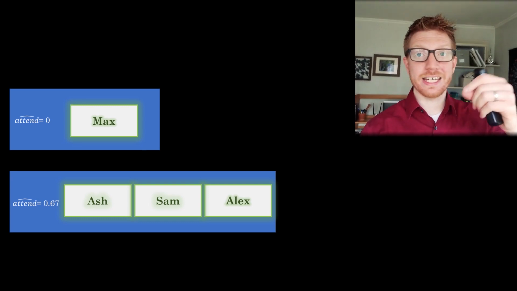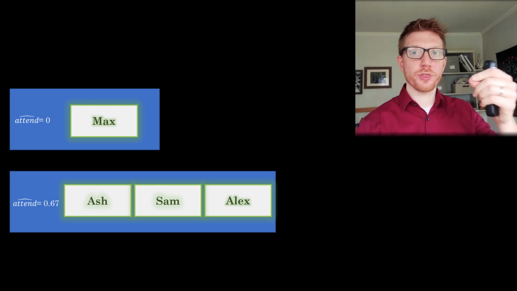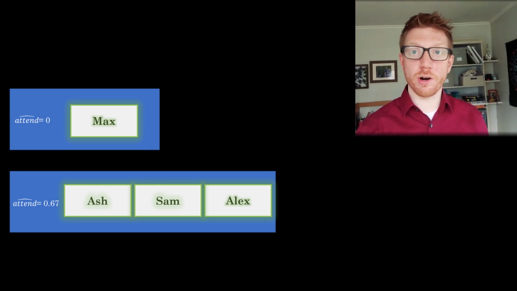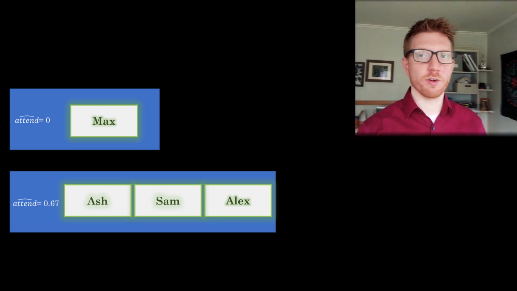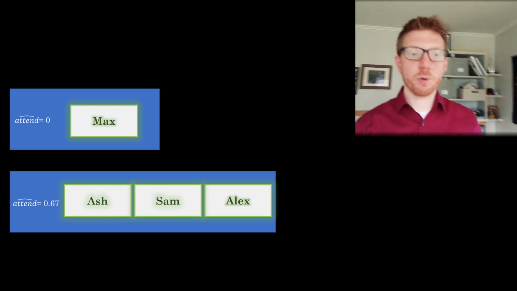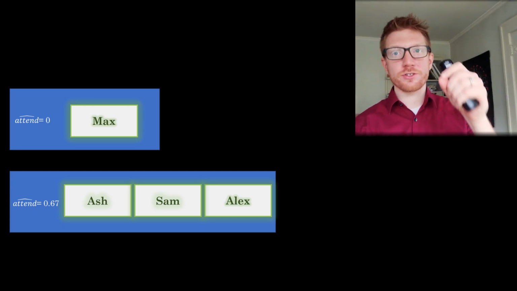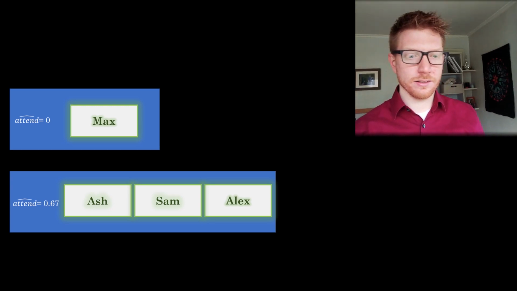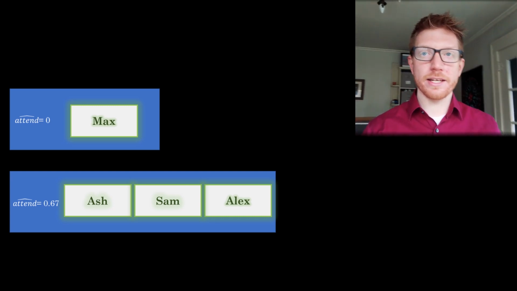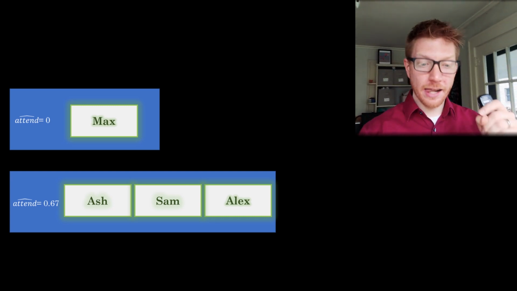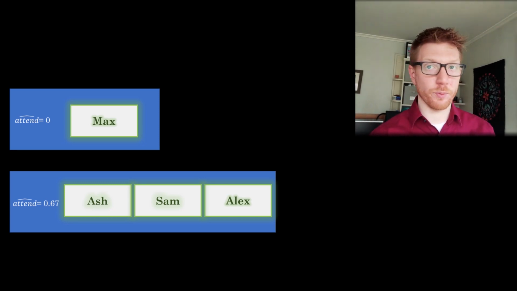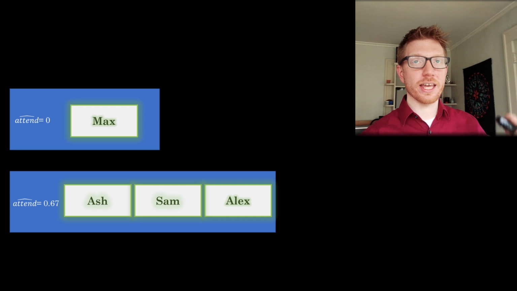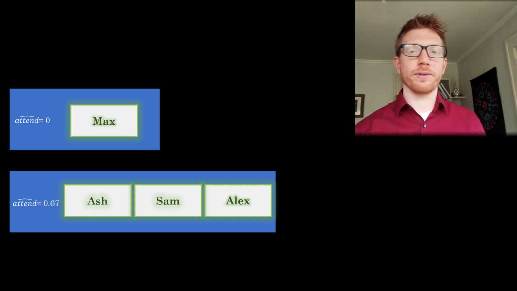For the people that did not have the conflict, 2/3 of them ended up going. And so our predicted value is 0.67. Now, the important thing is that this applies to Ash, Sam, and Alex. It doesn't matter the fact that one of them didn't attend. We're ignoring that difference. We're eliminating it. That is the variation that we're separating out.